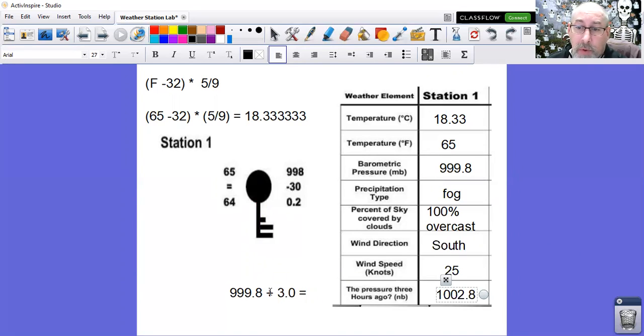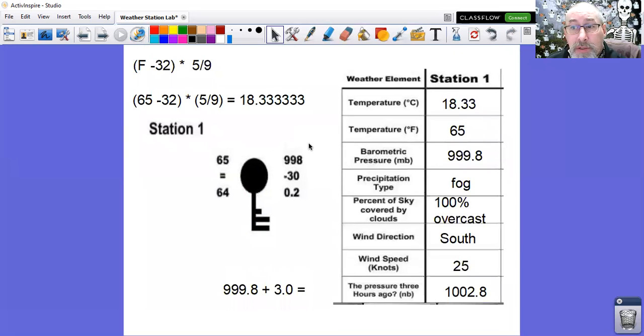So that's how I know I'm going to add. You do the opposite, and that's what we get for 3 hours ago. So this is how you interpret the symbols, and you read this.